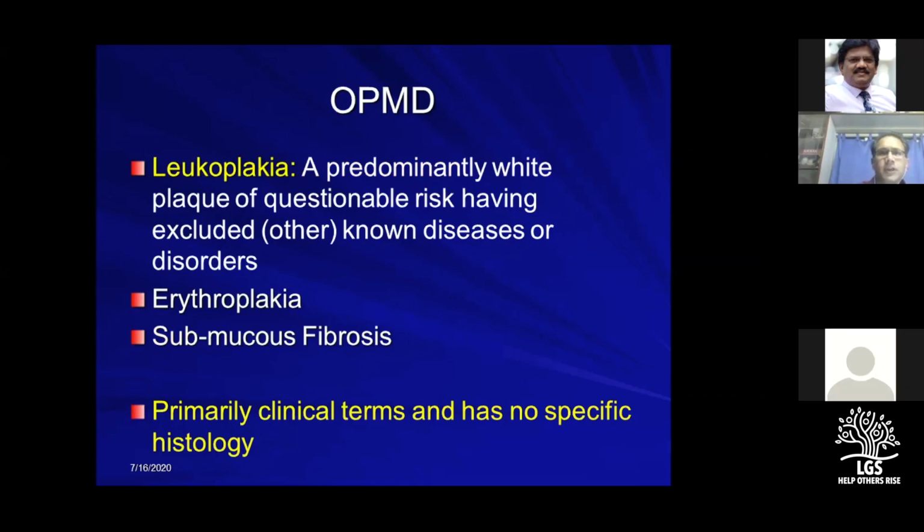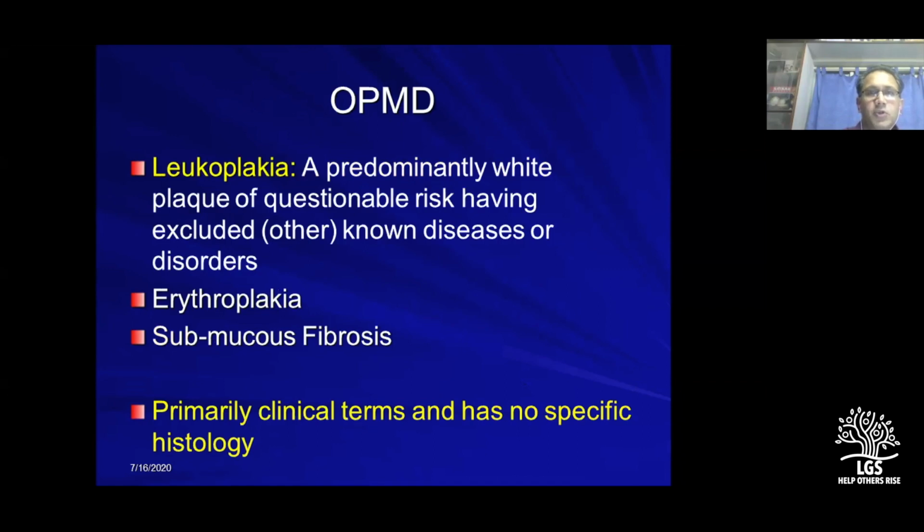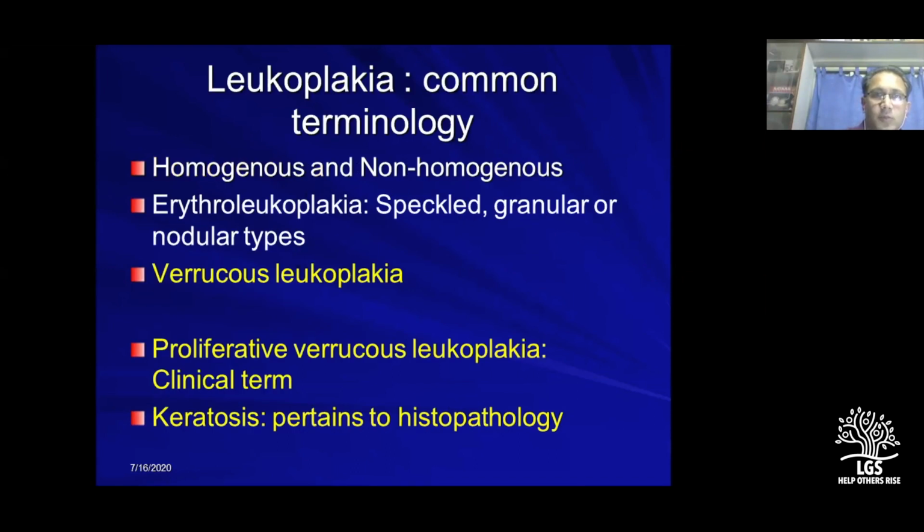Just to keep things in perspective, to understand the Verruco-papillary lesions, we need to basically understand the spectrum of potentially malignant disorders. And I will just breeze through these. The common potentially malignant disorders are Leukoplakia, Erythroleukoplakia, and submucous fibrosis. But primarily, I think Leukoplakia and Erythroleukoplakia are clinical terms, and they don't have specific histological connotations. And this is something that we must understand well.